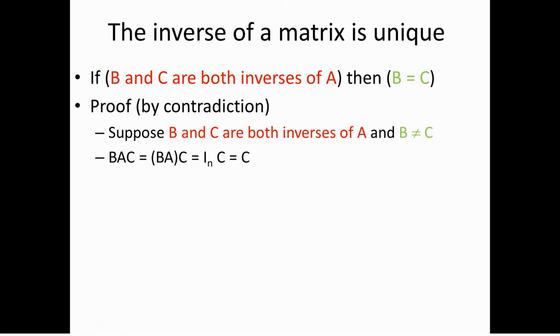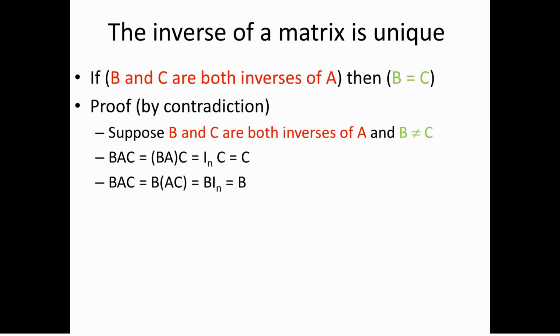So first we can look at the product BAC, and since matrix multiplication is associative, we can group it so that it's the quantity B times A times C. And by hypothesis, B is the inverse of A, so B times A gives us the inverse times C, which is equal to C.